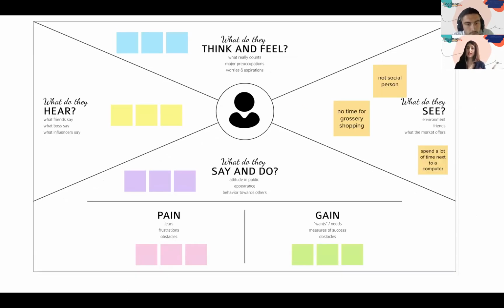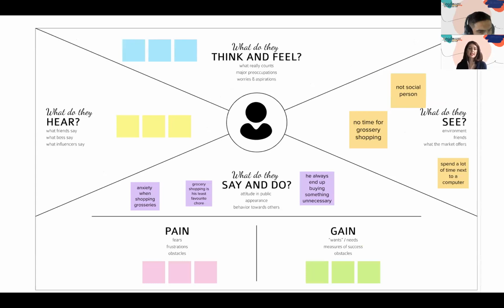So we are taking our busy Ben into consideration. Let's, for example, imagine that he is a busy developer who is working full time and he doesn't have time for grocery shopping. So what he sees: he is not a very social person. He doesn't have time for grocery shopping, and that's how he behaves every day. What he says and does: he has anxiety when he is shopping for groceries. Grocery shopping is his least favorite activity, and he always ends up buying something that is unnecessary for him.